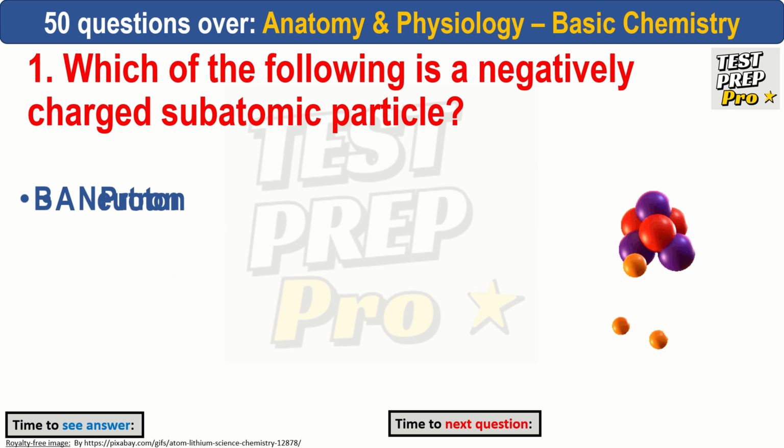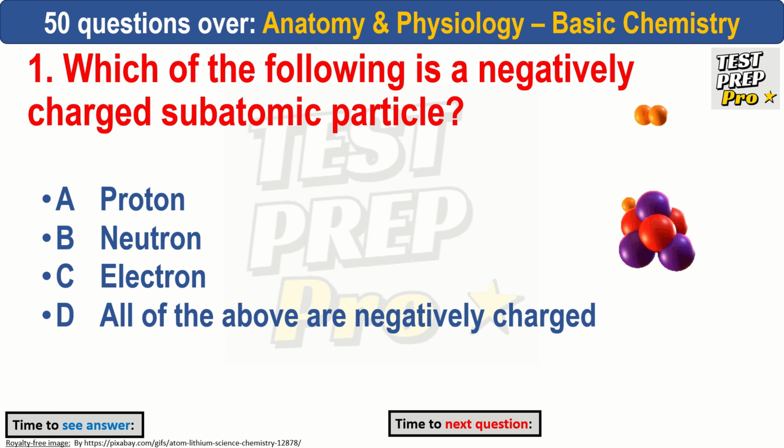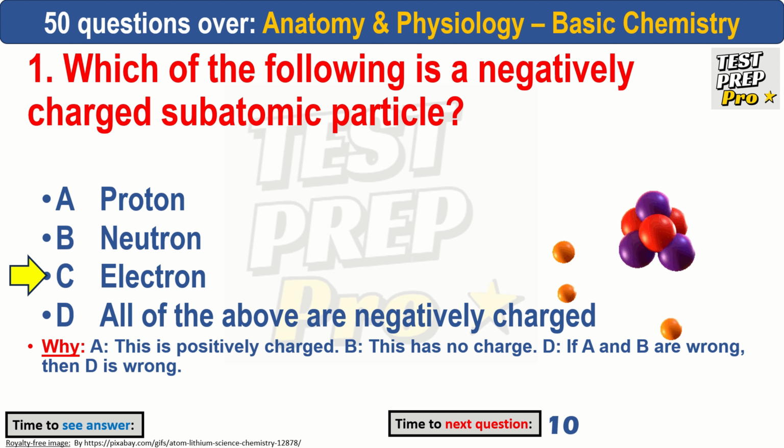Which of the following is a negatively charged subatomic particle? Proton, neutron, electron, or D, all of the above are negatively charged particles? Electron. Protons have a positive charge, neutrons have no set charge to them. That's the difference between them.